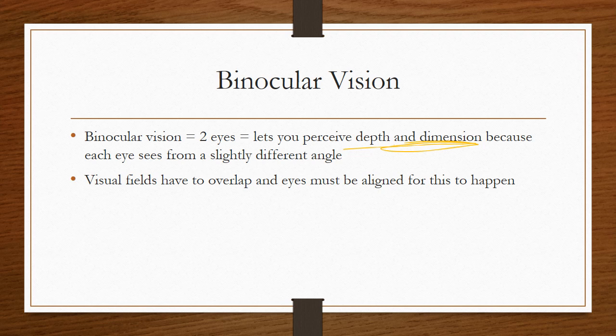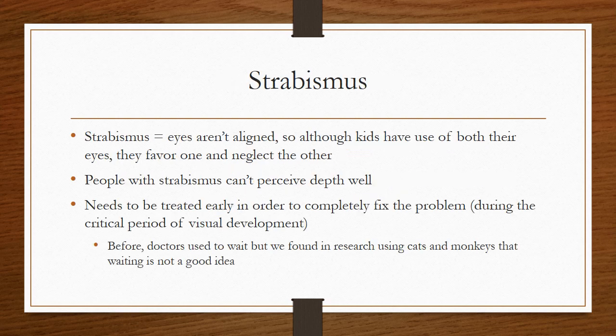For this to happen, the visual fields have to overlap and the eyes must be aligned. In this disease called strabismus, the eyes aren't aligned, so they cannot perceive depth well. Kids who are born with it have use of both of their eyes, and both are working. They just favor one and neglect the other automatically, because they don't align. So it's really confusing to see the world with non-aligned eyes.